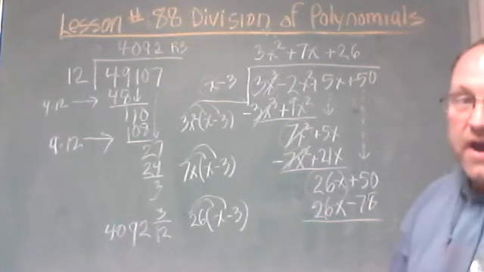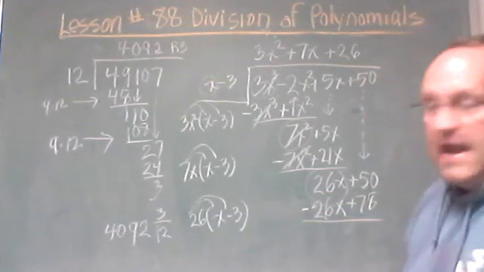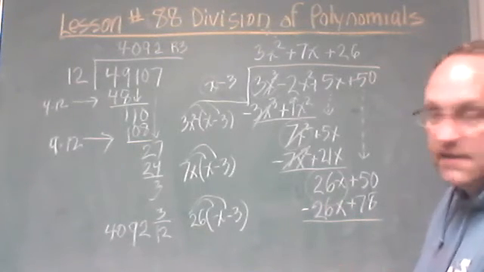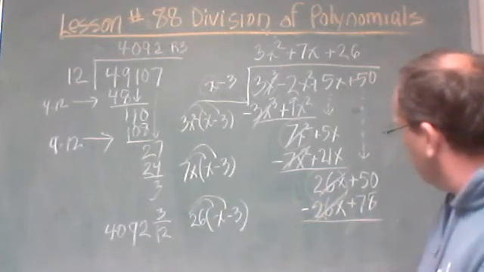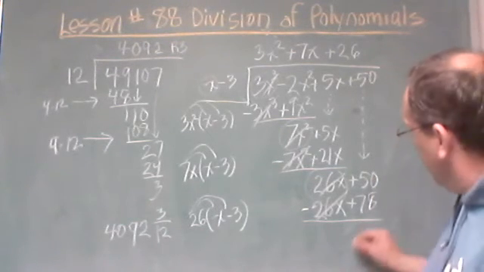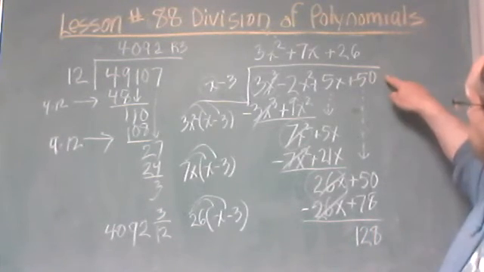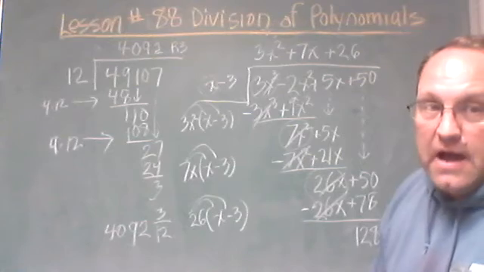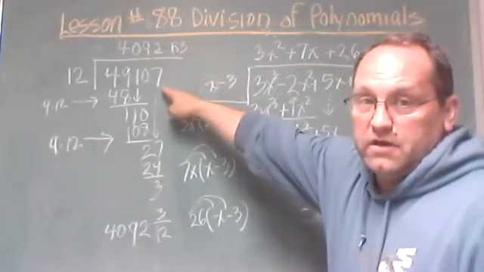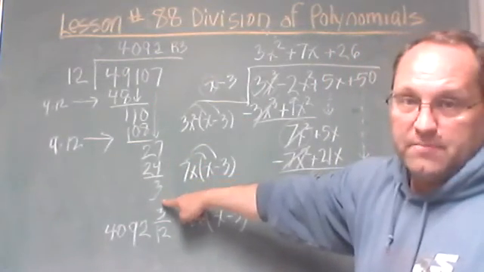Then I can subtract, but I'm not going to do that. I'm going to change the signs and add them. A 26x, a minus 26x, they cancel out. A 50 plus a 78 will give me 128. Now I notice I'm at the end of my expression. I don't have any more terms to drop down, just like in long division, when I have a remainder and no more numbers to drop down.